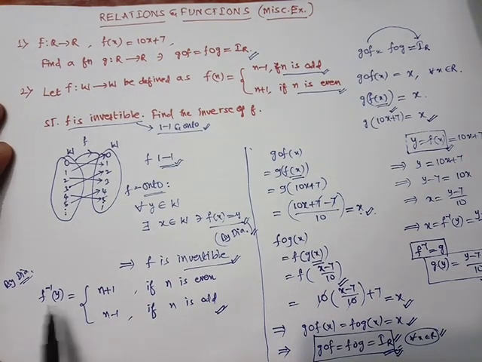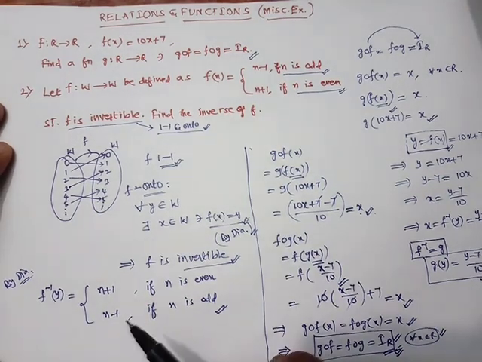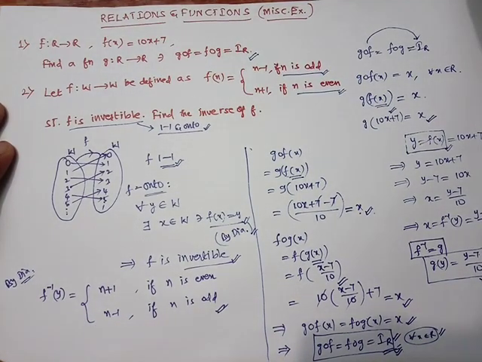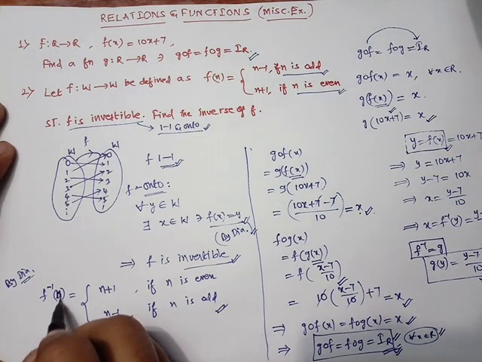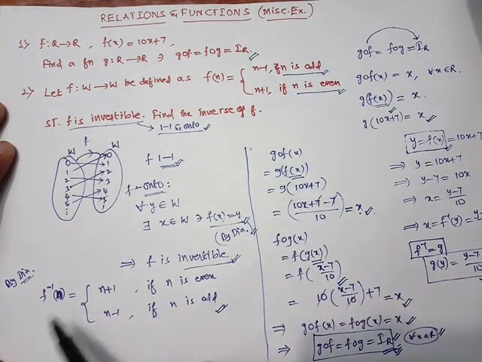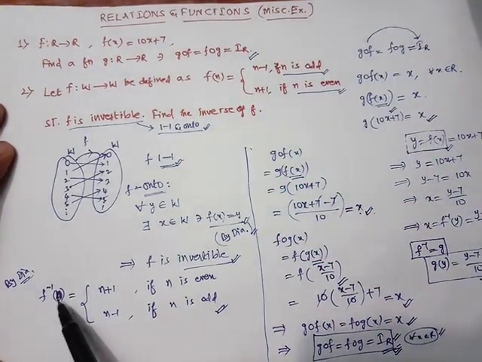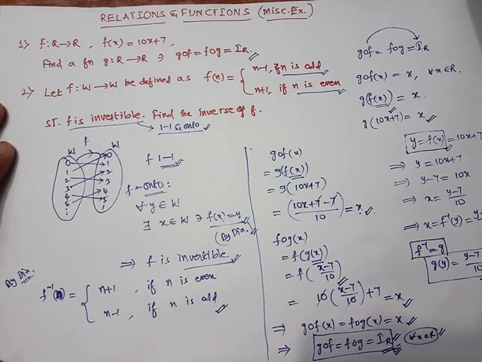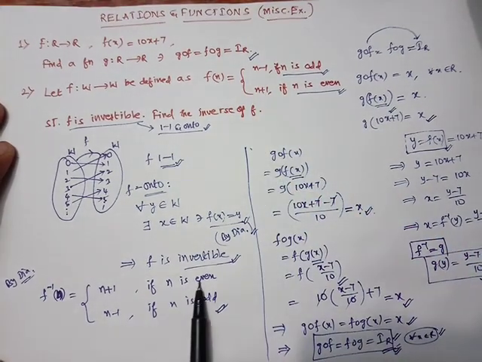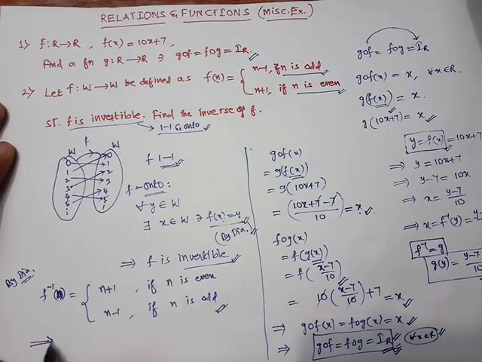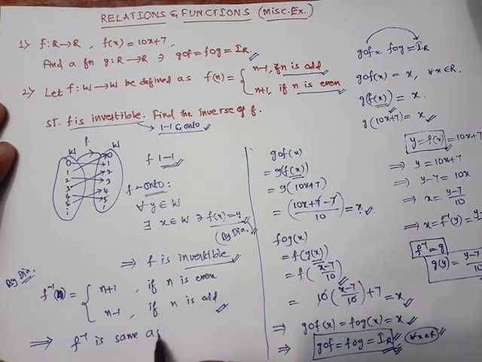Now look at this function f inverse along with the given function f. For f inverse of y, consider it as n only. Then f inverse of n is n - 1 if n is odd, and n + 1 if n is even. Then f(n) and f inverse of n are both the same. Then f inverse is the same as the function f.